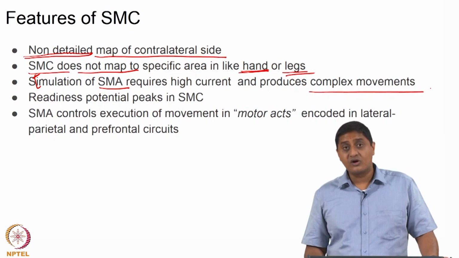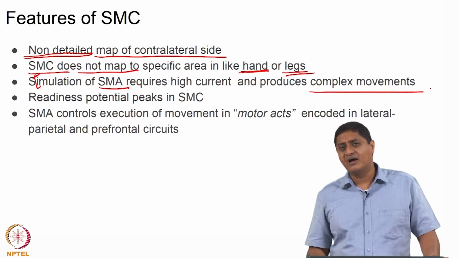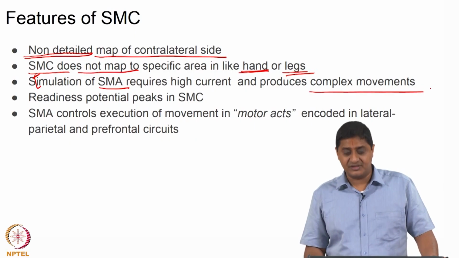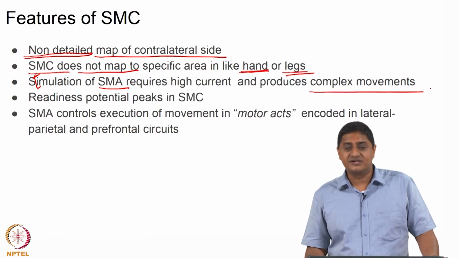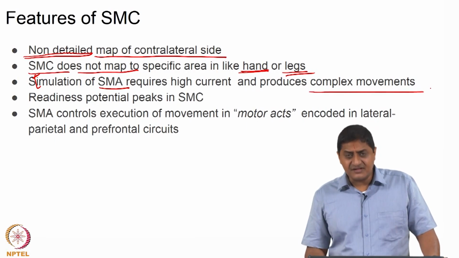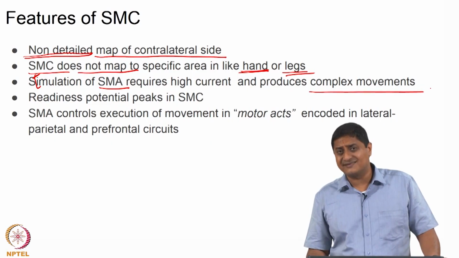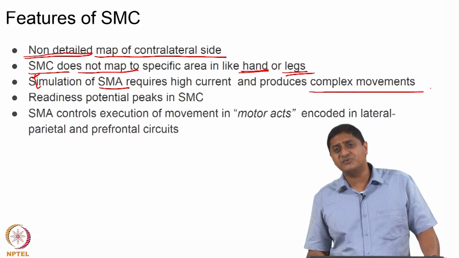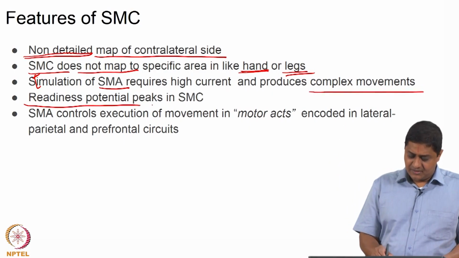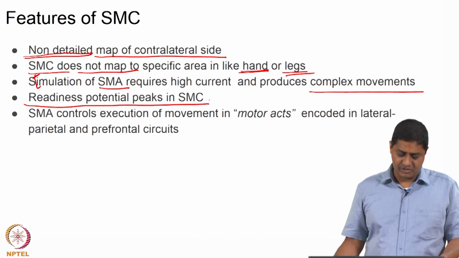The movements produced are complex movements, as you would expect from a higher order control center such as the supplementary motor area. I am using this term, which is controversial, without actually providing the evidence to support that idea, but essentially what you would expect from an area such as the supplementary motor area is coordination and control of the higher order aspects of movement, not necessarily the nitty-gritty details of the movement. And also the readiness potential has its peak in the supplementary motor cortex.